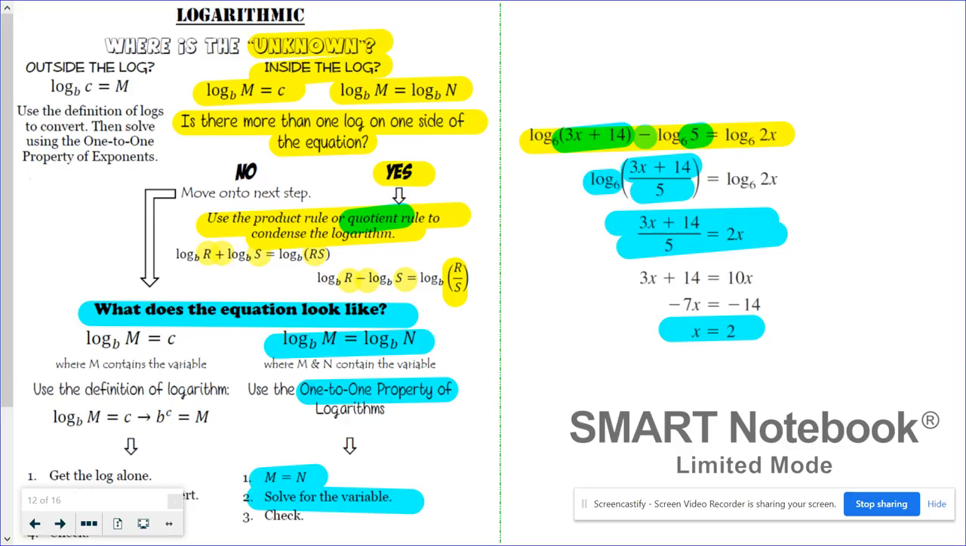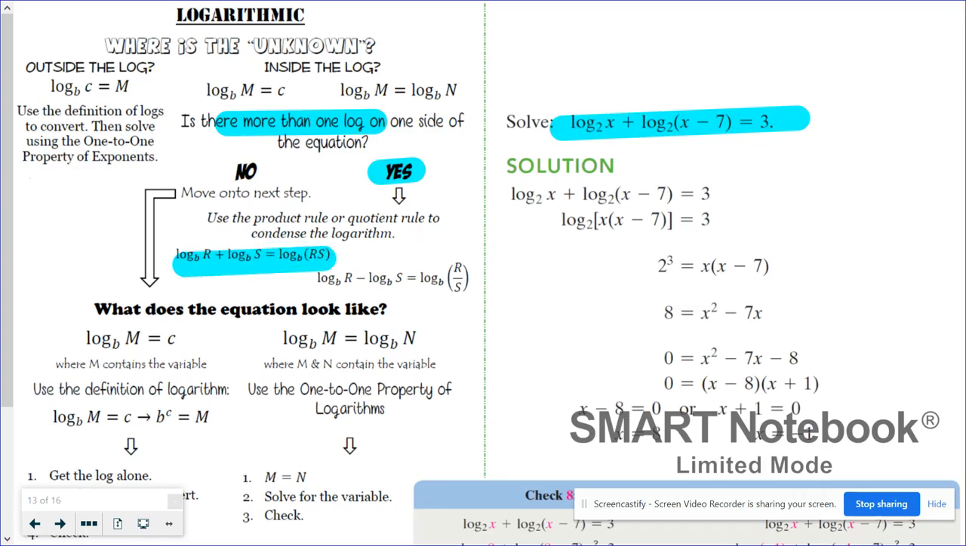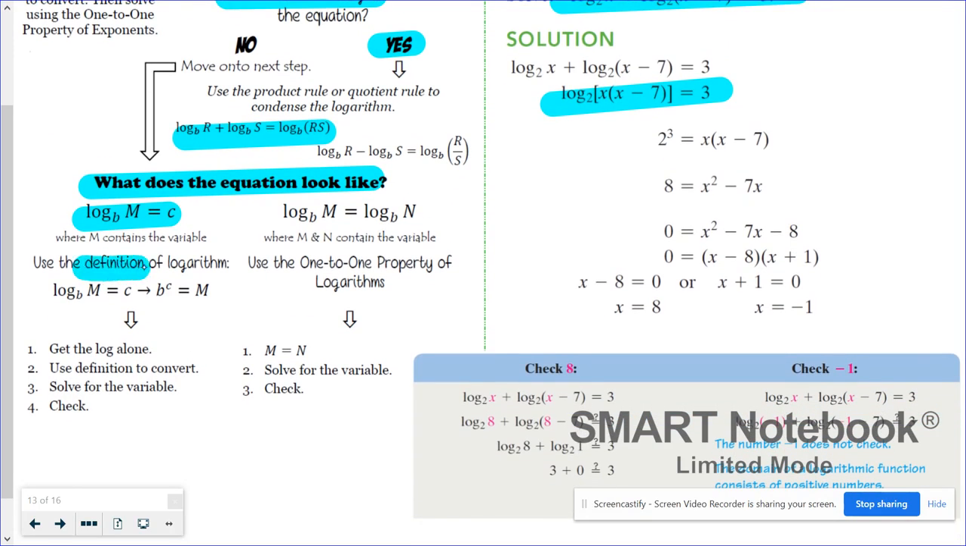Taking a look at another example here, we have log base 2 of x plus log base 2 of x minus 7 equals 3. So is there more than one log? Yes. We have log plus log, so we're going to use our product rule to condense that. And notice that that's what they did here. They multiplied x and x minus 7 together. That's your new inside. What does the equation look like? Well, this equation has log equals a number, so we're going to use the definition of logarithm to solve it.